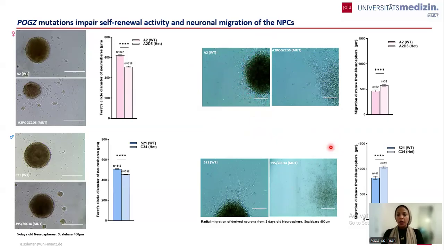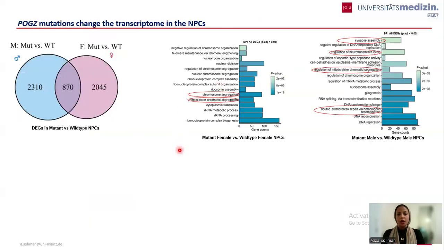We then measured how far these cells would migrate from the area surrounding the neurospheres. And as you can see, in both cases, in the female mutant and the male mutant neurospheres, the cells or the neurons started to migrate at a significantly longer distance compared to the neurons migrating from the wild type neurospheres. So what we could see from this is that POGZ mutations, both in the N-terminus and in the HBZ domain, impair the self-renewal activity, but on the other hand, they enhance the neural migration of the MPCs.